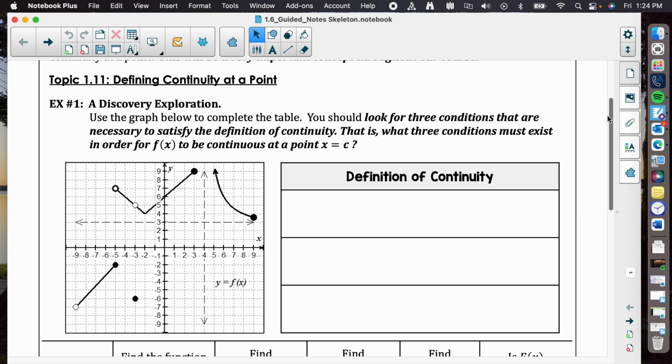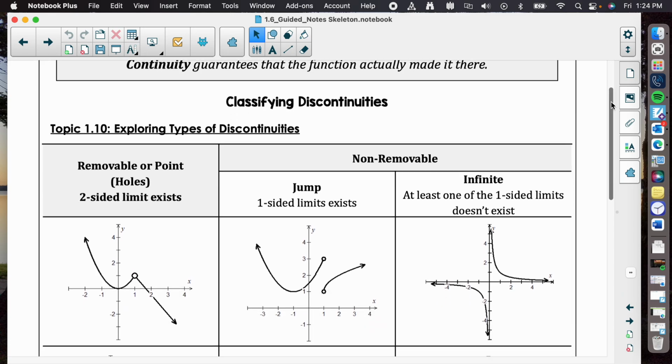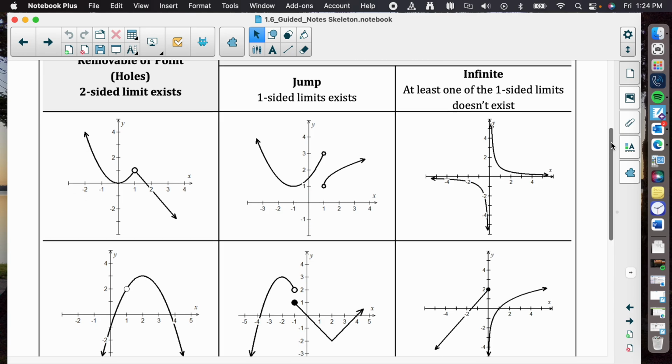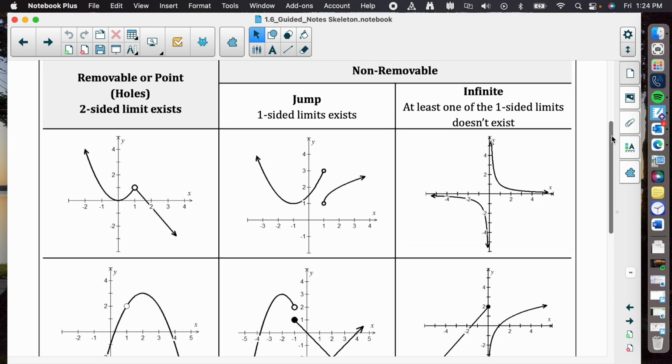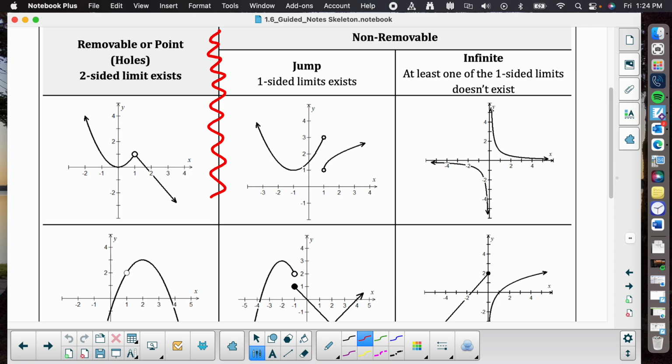This whole first page is pretty much nothing. I mean, we got a picture, and clearly the picture has a bunch of things that aren't continuous. Page 2 is where we describe what they are. Why is it on top? There are two main types of discontinuities.